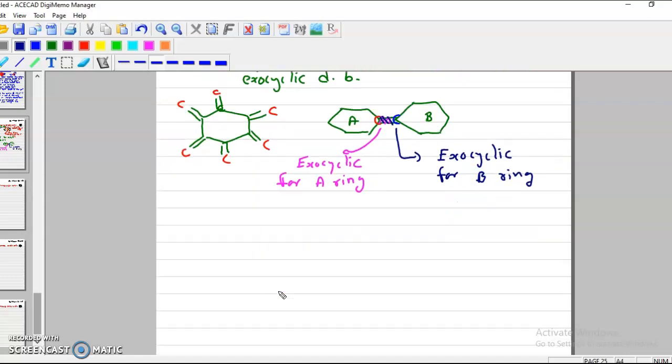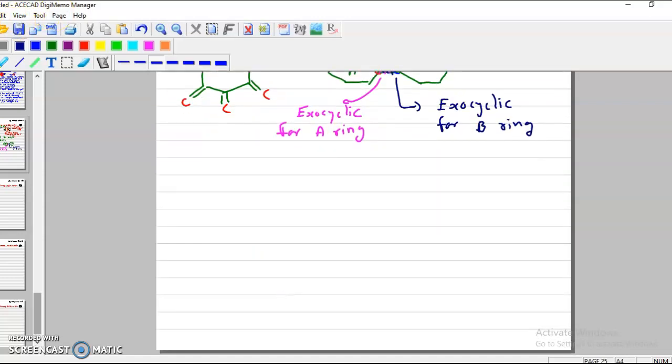Okay, we take one more example. Suppose there are many rings and not necessarily all rings are 6-member units. It can be anything. But if we have this type of structure, for example, now here there are 3 rings A, B and C. Okay. Now let us take this one.